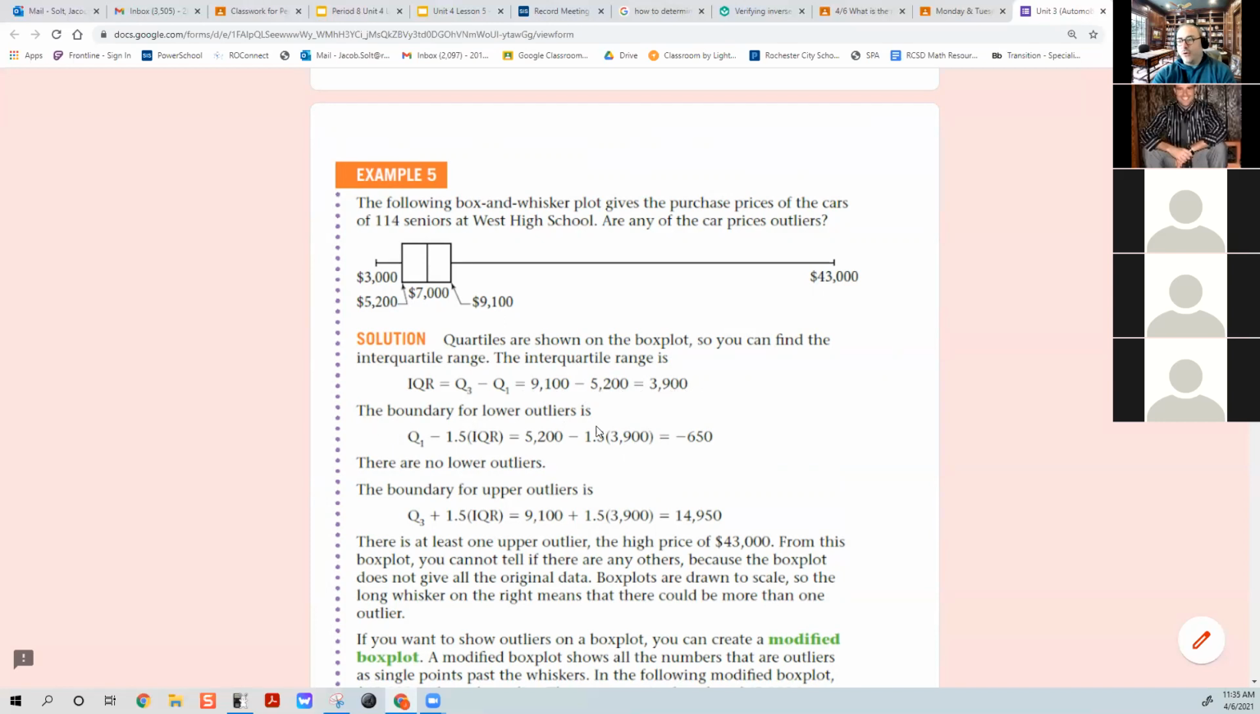The boundary for lower outliers is quartile 1 minus 1.5 times the IQR. So it's like 150% of the IQR.